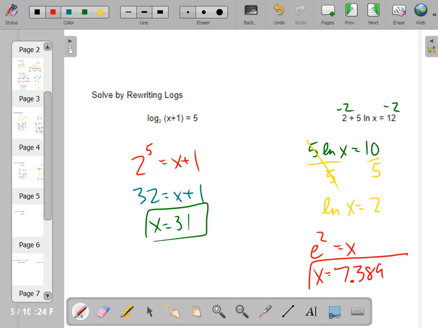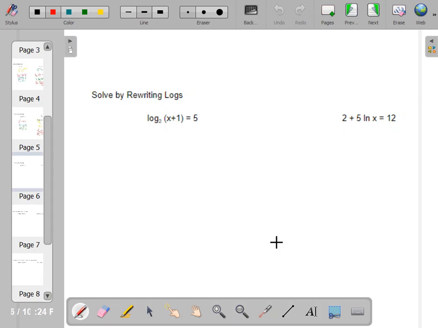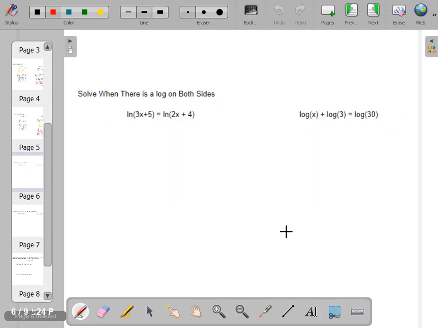If it says write your answer as a decimal, you need to make sure you write your answer as a decimal. Okay? So first thing we did was we subtracted, then we divided, and then we had the natural log of x is 2, so e squared is x, that's 7.389. Let's try, oh wait, there's 2 of these? Okay, well, we don't need to do that again, we just did it.